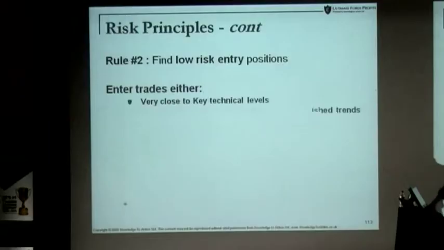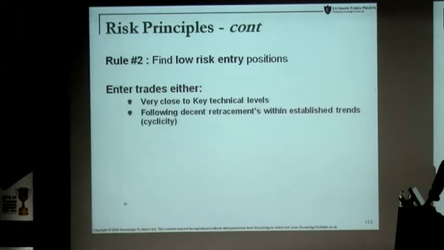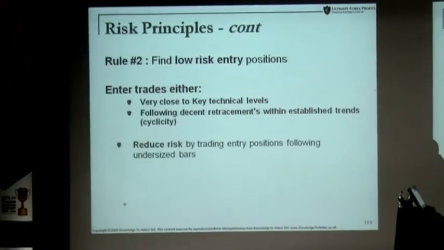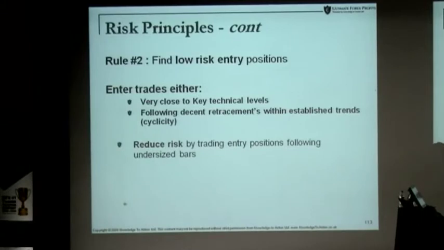Two, we find low risk entry positions, which means that these are close to technical levels or they're following decent retracements. We reduce the risk by entering positions with small buys. We don't get into crazy volatile situations which have already moved. We look for less volatile markets for our setup, so we make sure that we are first person in, first person out. That's how I want you to think of this. You're first person in, first person out.